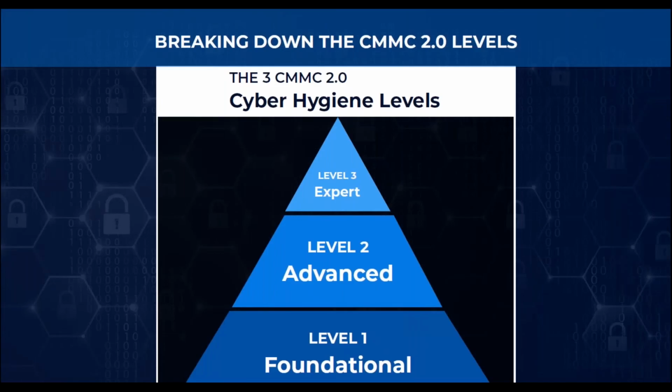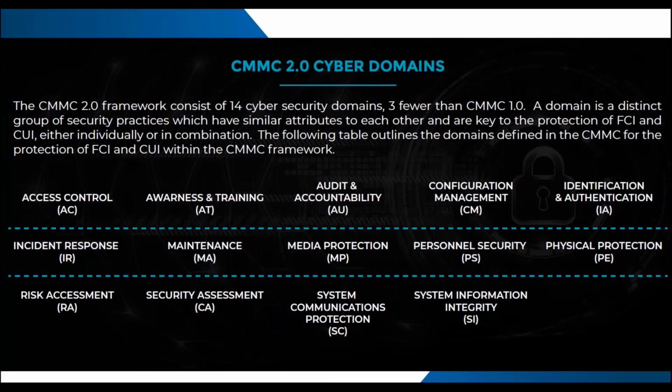If you break it down, these are the 3 hygiene levels: foundational, level 2, and level 3. So it is not necessary that you have to go to the expert level directly. And these are the cyber domains. It is very beautifully written, and if you're just a cybersecurity enthusiast, I would really request you to go through this. It contains 14 cybersecurity domains, 3 fewer than 1.0. A domain is just a group of security practices based on common attributes, right?